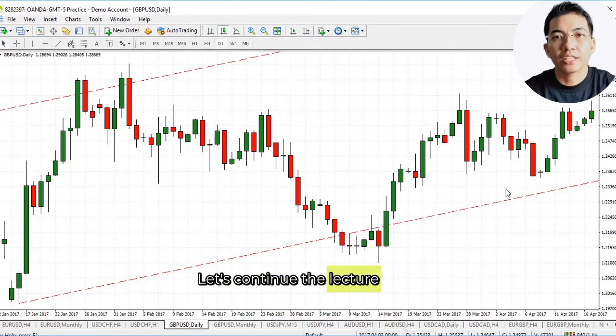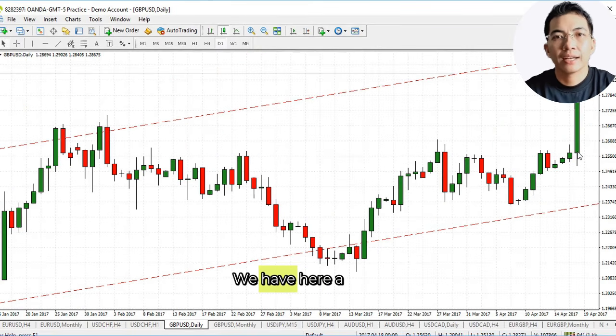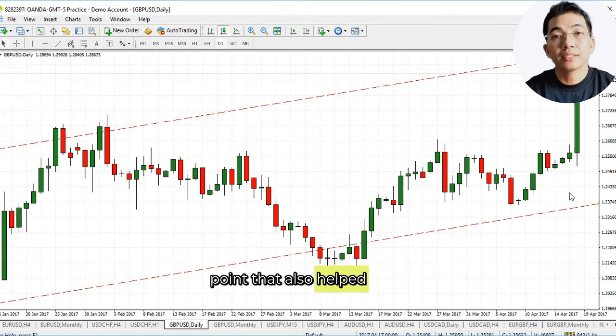Let's continue the lecture having a look at the second part of the chart. We have here a very strong green candle. Probably there has been news at this point that also helped the price to go higher, and actually you can see that the price hit the top of the channel before going back, forming this upper shadow.